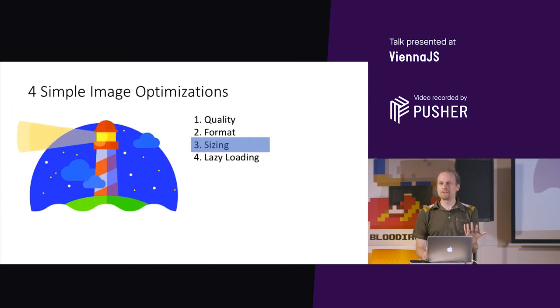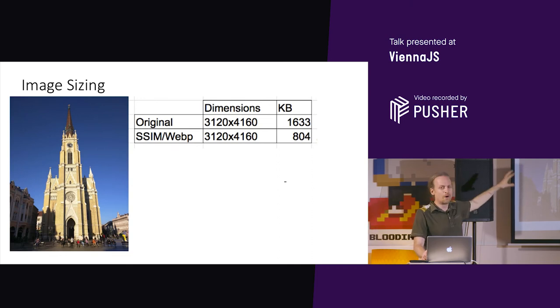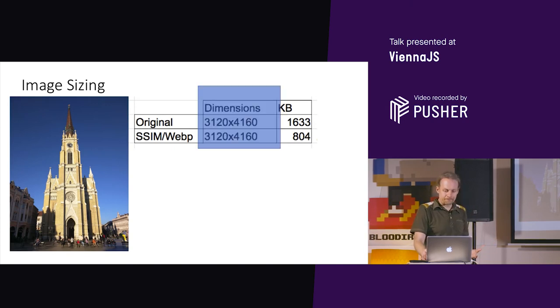Sizing of images sort of makes the most sense. It's responsive images, right? You serve a different size image to this than you do to this, than you do to a screen like this. As an example, this image right here was 13 million pixels. It was 1.6 megabytes. I do all the optimizations. I get it down to 800K, but it's still 13 million pixels.